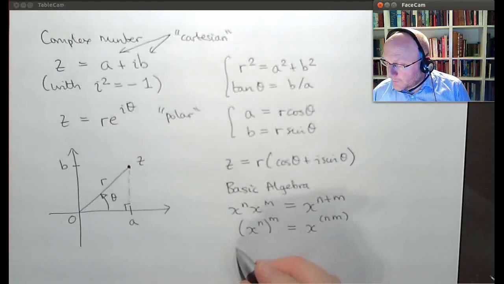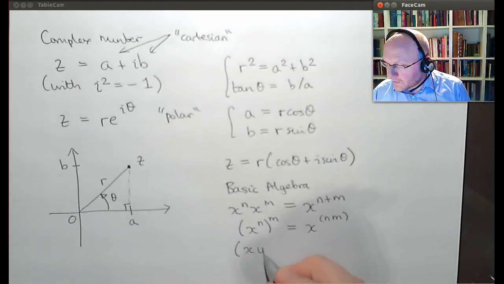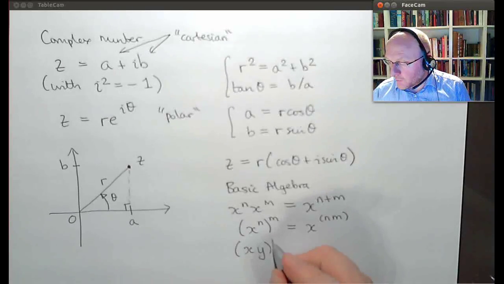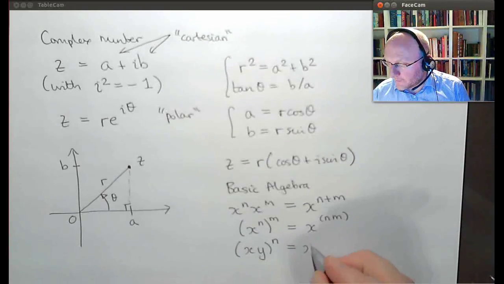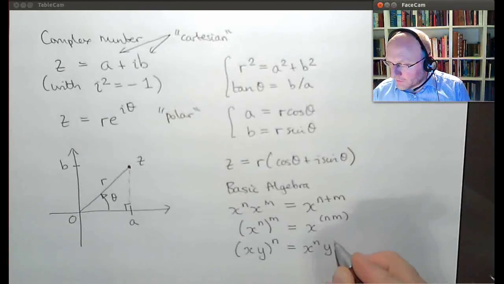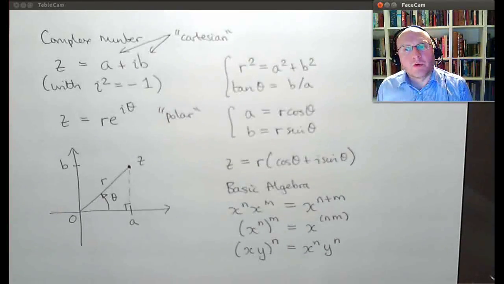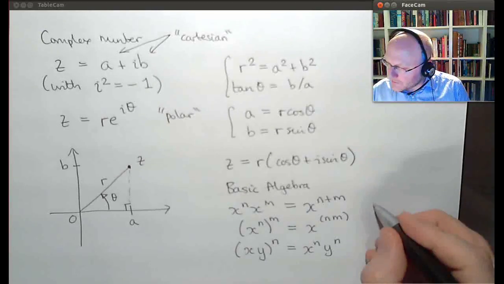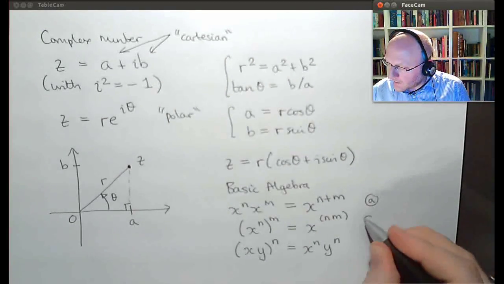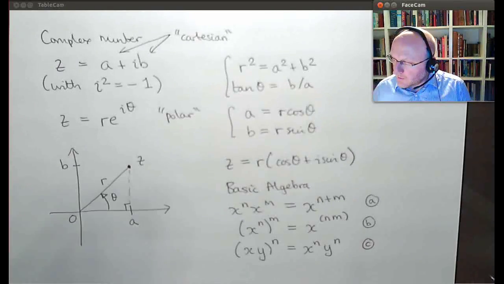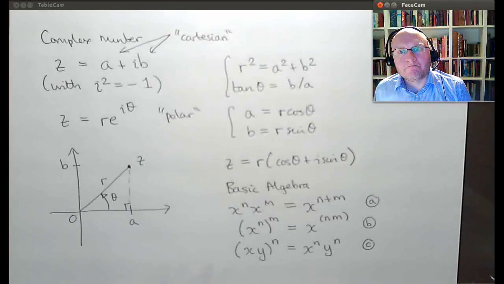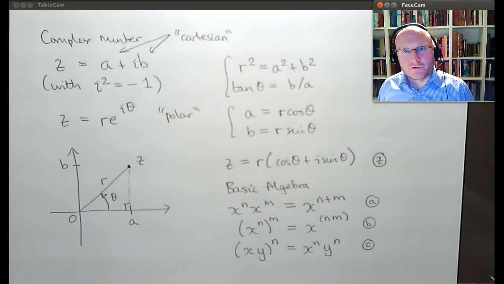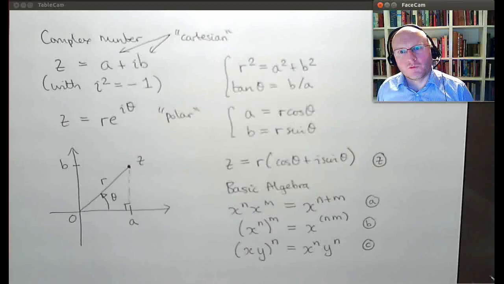A third example that we need is where we take a product of quantities, say x and y, and we raise that product to a power. In that case, that's the same as raising both of the factors to the same power. So remember these identities. I'm going to label these A, B and C because we're going to use them in a minute. Okay, they're the basic ingredients that we need to deduce some of the trig identities that you will have seen in the formula books.